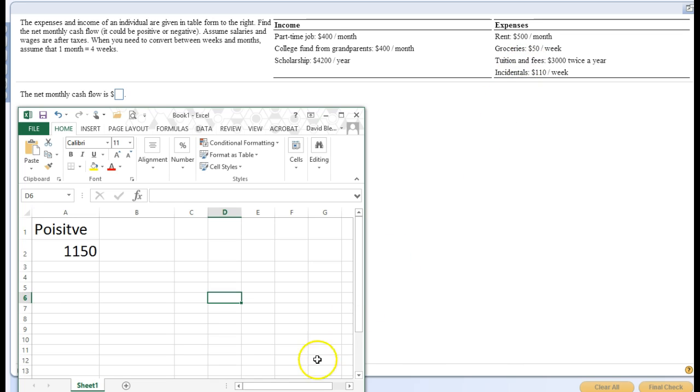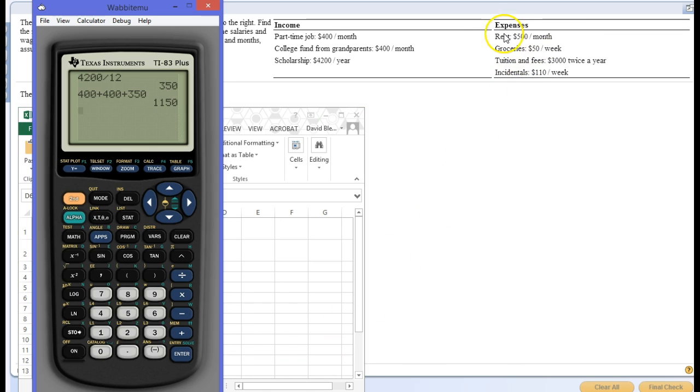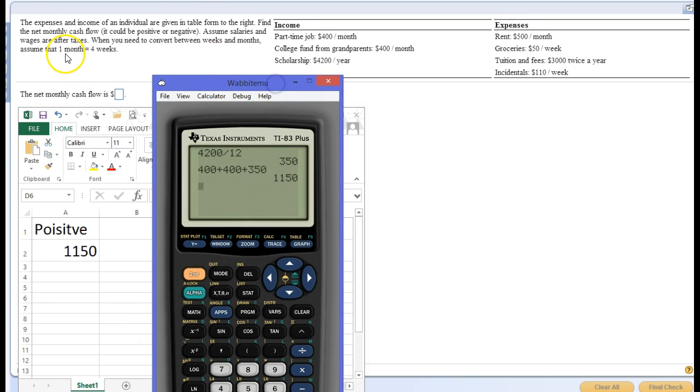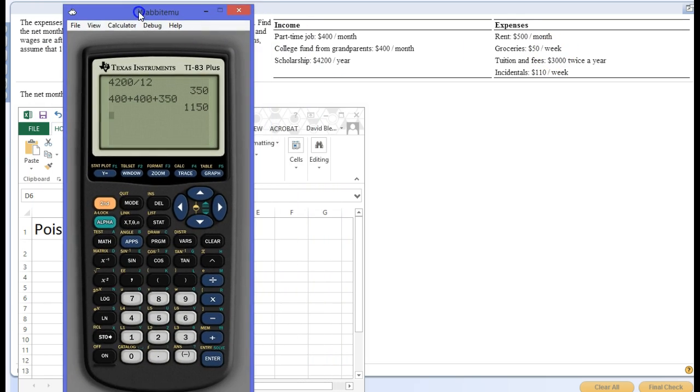And then we have to do the same thing, but for the expenses, which would be negative. So this is in monthly, but this is in weekly, and then it says over here 1 month is 4 weeks. So if this is $50 a week, that means we need to multiply that by 4 to get how many dollars that is per month. So that's $200 per month.